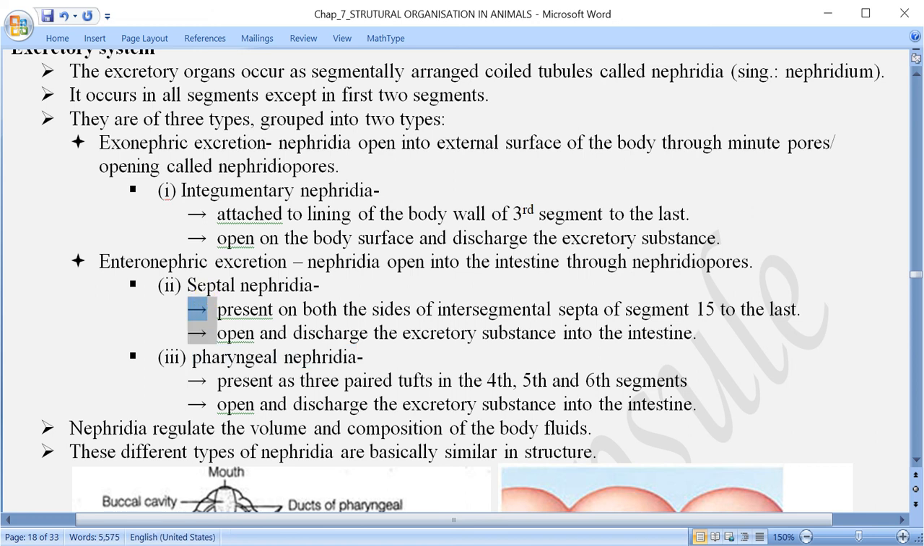First of all, let's see about the septal nephridia. This is present on both sides of intersegmental septa of segment 15 to last. Means what are we talking about here? This is present starting from the 15th segment to the last. We are talking here about the location. Septal nephridia is located from the 15th segment to the last segment, and exactly on both sides of intersegmental septa. दो segment का जहाँ पर septum है वहाँ पे located.